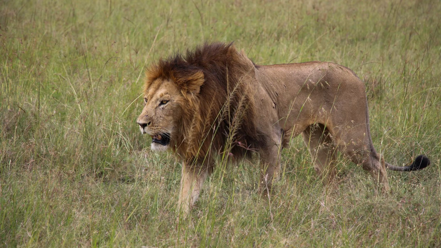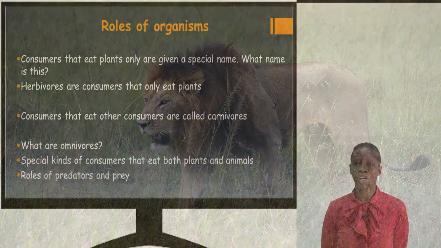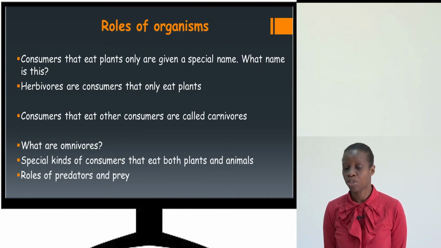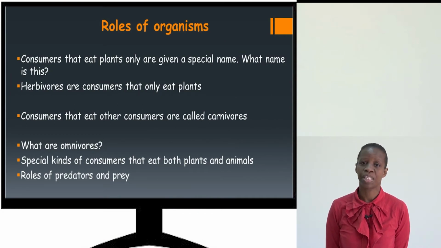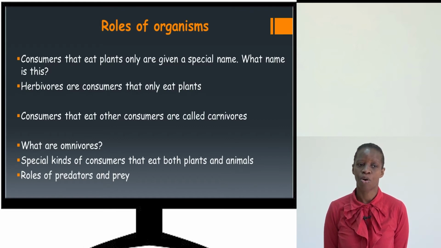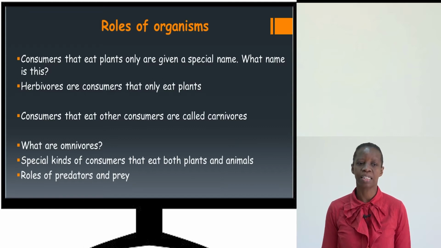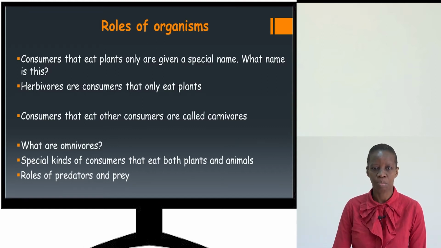Good. Now let's look at ourselves. We're humans, we eat plants, and we also eat animals. Now there's a special name for those kinds of consumers. Yes, they are called omnivores. So omnivores, like humans, eat both plants and animals.